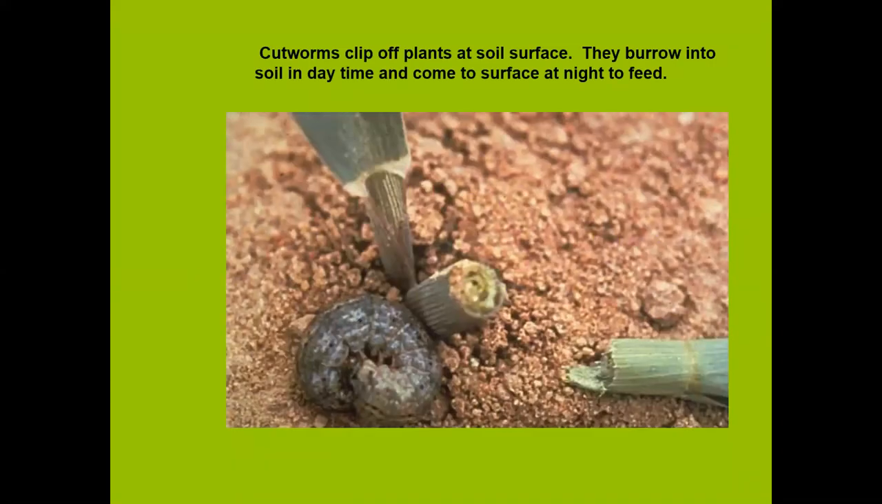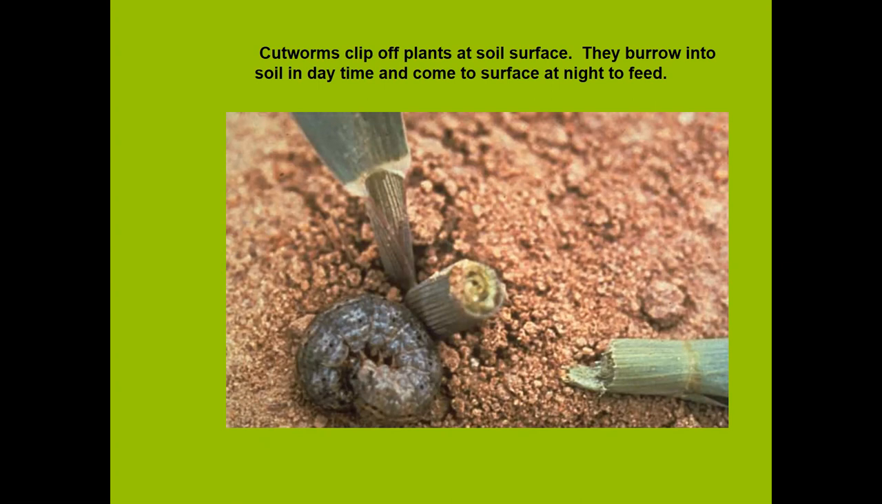The first pests that I'm going to talk about on soybeans are cutworms. Cutworms clip off the plants at the soil surface or just above the soil surface, and they burrow into the soil in the daytime, and they come out to feed at night. Sometimes they'll hide underneath the residue that's between the rows, and they are becoming more and more of a problem as we go to more and more cover crops during the winter prior to planting.